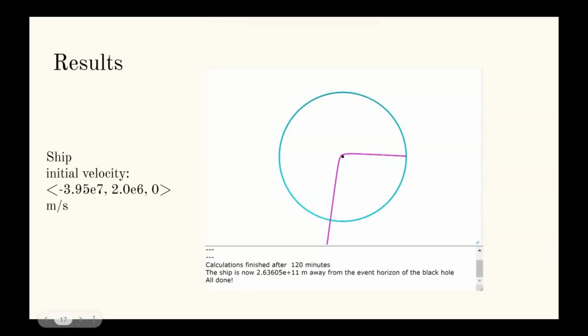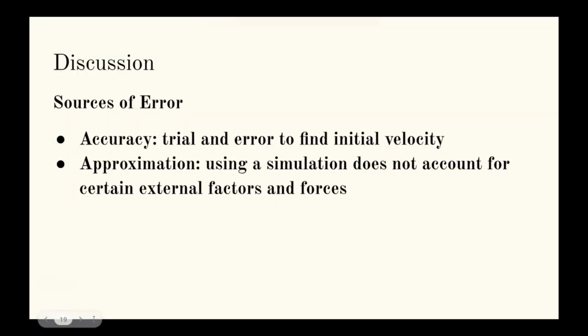For the results of part 2, we can see that the initial velocity of the ship is found to be negative 3.95 e7, 2.0 e6, 0 meters per second. Some sources of error include accuracy, because trial and error was used to find the initial velocity where the spaceship will leave the orbit and not get sucked into the black hole. So some other values may be more accurate than these initial velocity values.